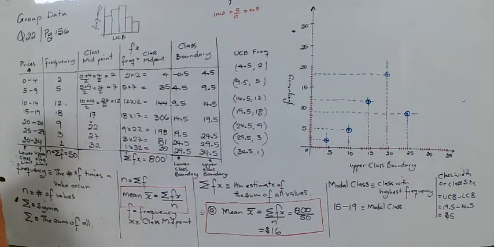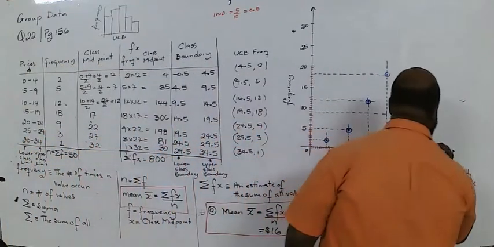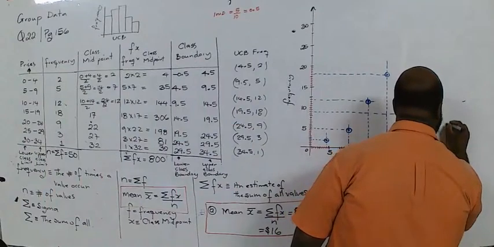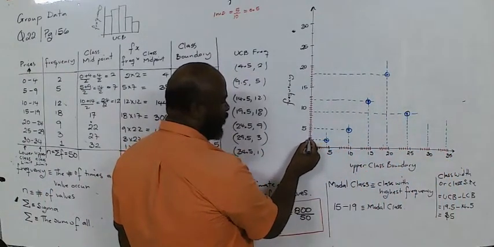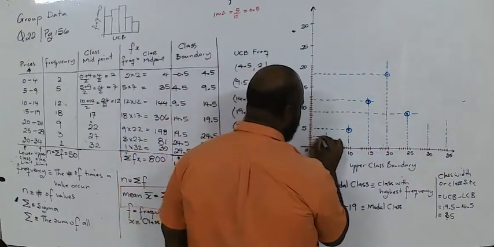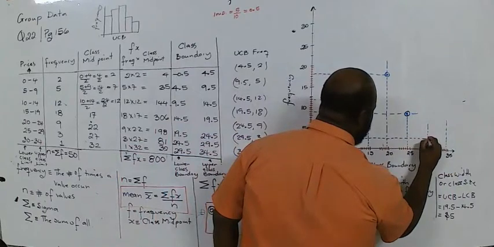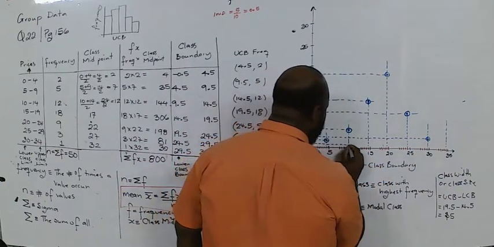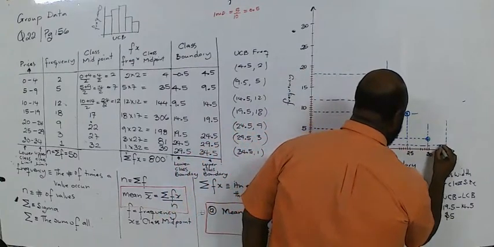29.5 corresponds to 3. 29.5 is here, and 34.5 is here. So this is 2, 2.5, 3, which is here. And 1, which is there.